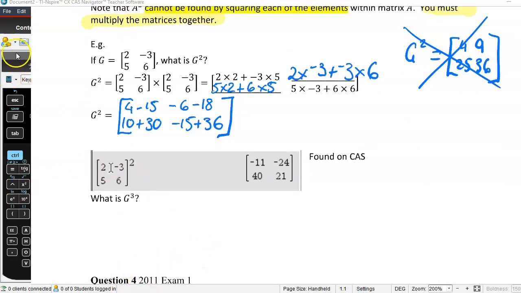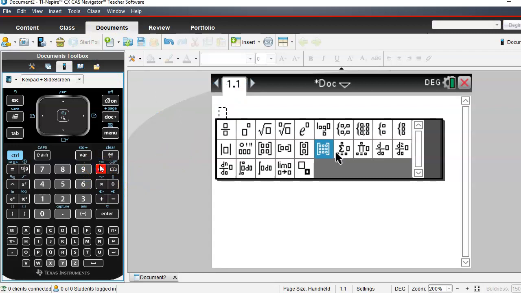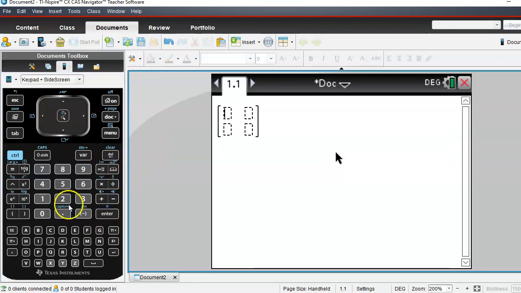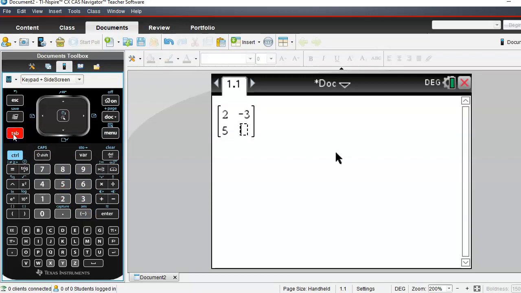Now, getting onto our CAS calculator to figure out what is G cubed, I'll put this one in. So 2 tab negative 3 tab 5 tab 6, and I am going to assign or store it, so control variable to get your store, to G.